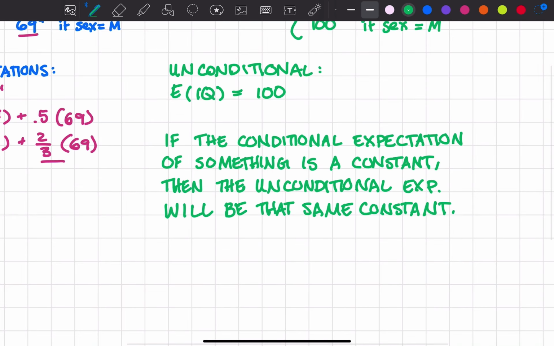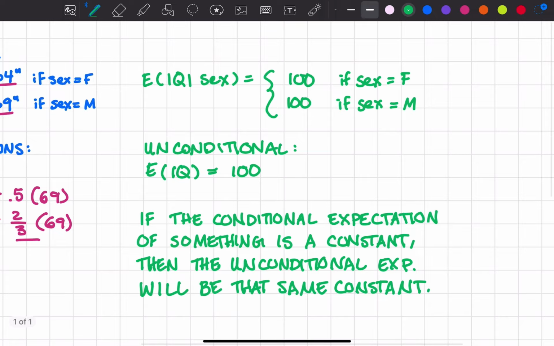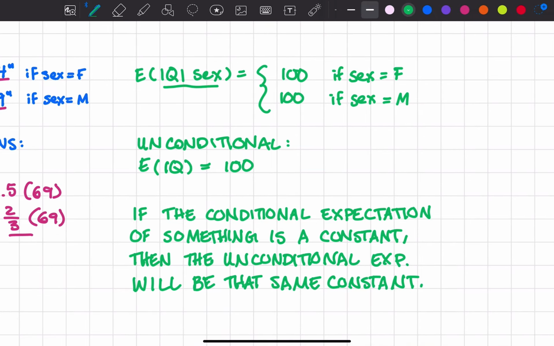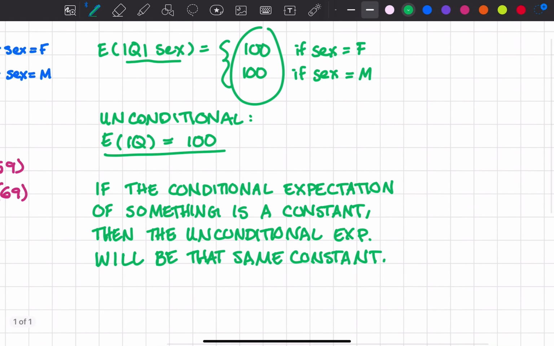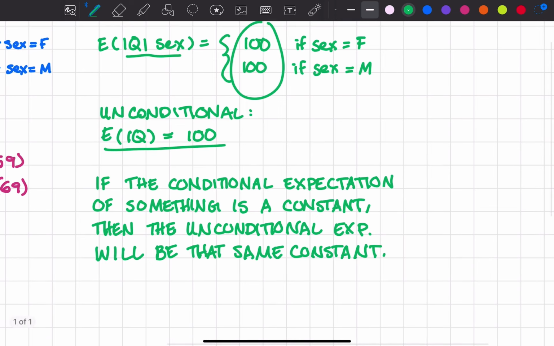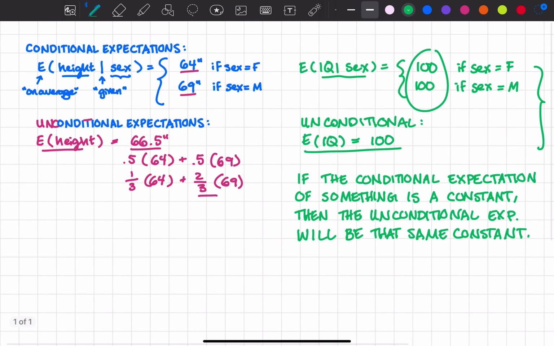So that's exactly what we saw here, right? The conditional expectation of IQ given sex is a constant. It's 100 either way, and so the unconditional expectation was that same constant. Makes sense, right? So this will be really important in our proof of the unbiasedness of OLS.